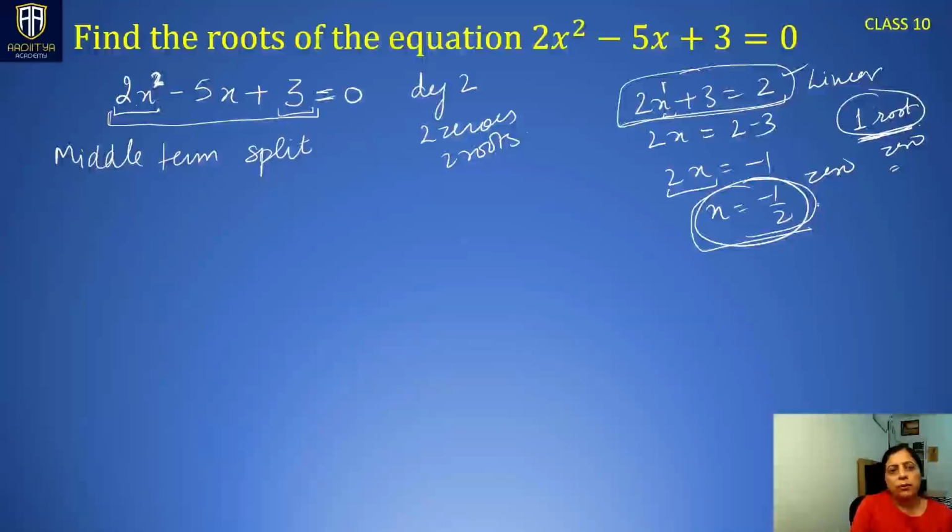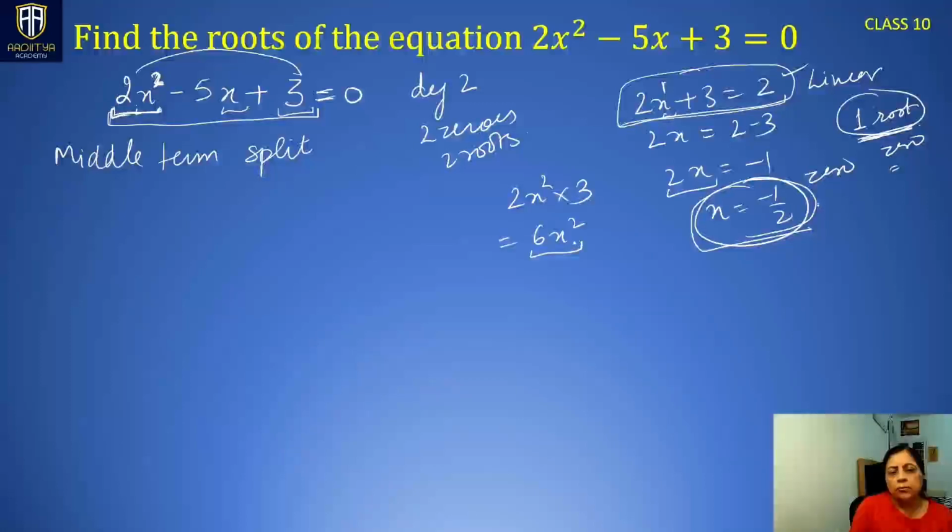For middle term split, if you remember, this is the first term. First of all, this expression should be in the standard form. The first is x squared, then x, then the constant term. Now you have to multiply the first and the third term. So you have 2x squared multiplied by 3. Both are positive, so you get 6x squared.